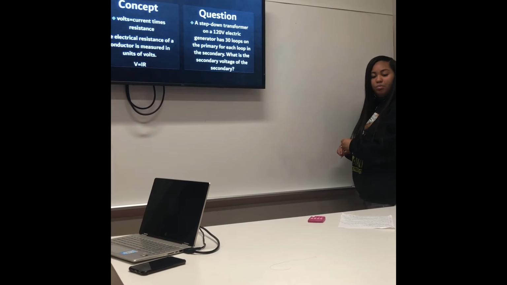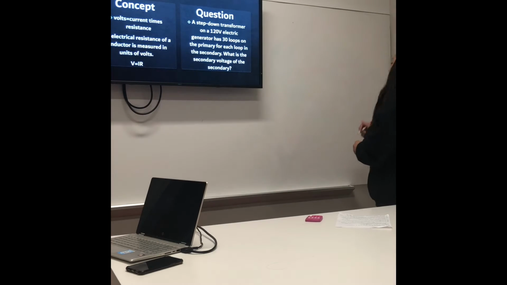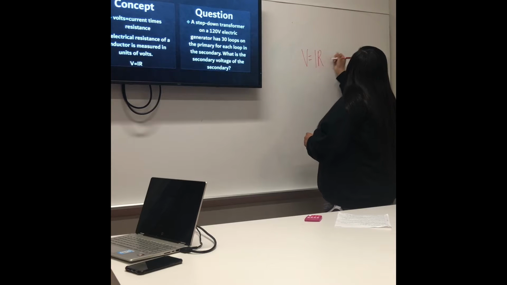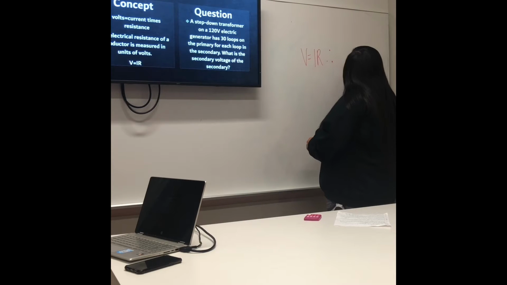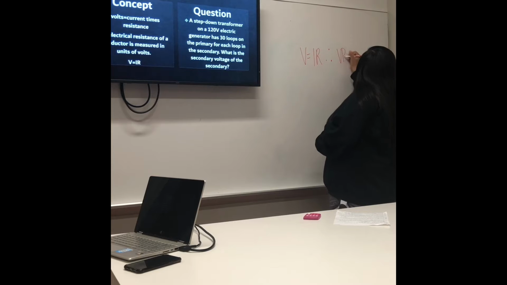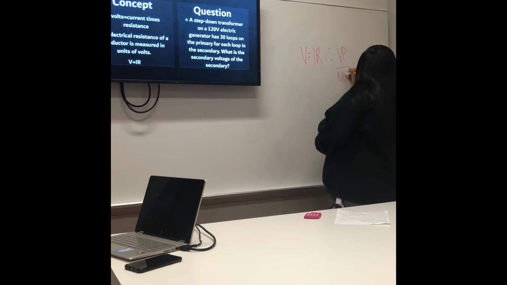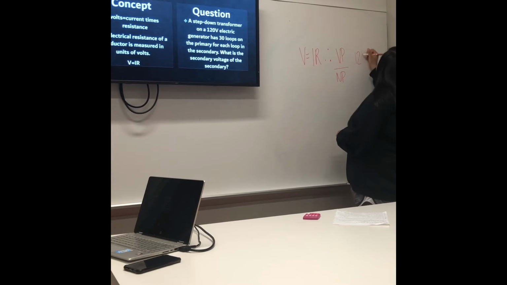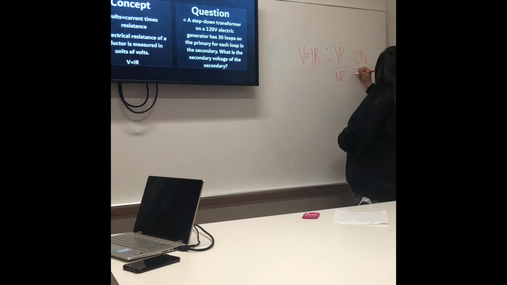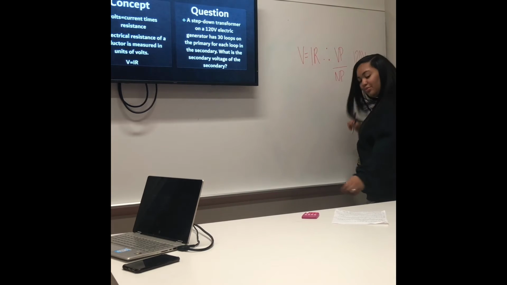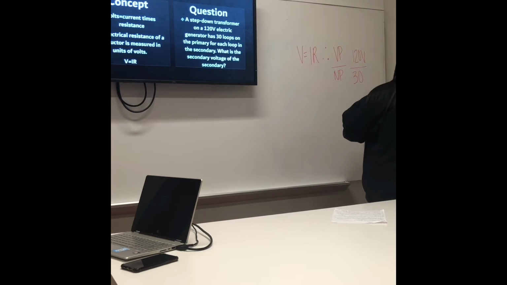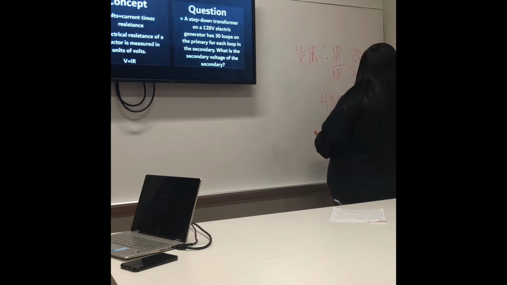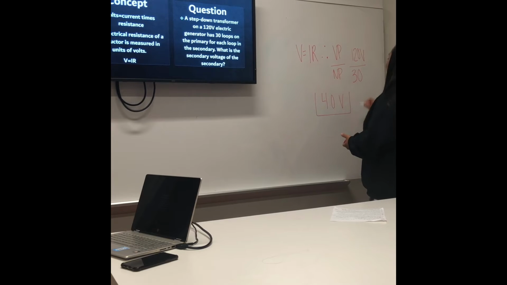So for this problem, we're gonna take the formula V equals IR and use the equivalent of this formula, which is VP over NP. You're gonna take 120 volts and divide that by 30 loops, which is 4.0 volts, and that's your answer.